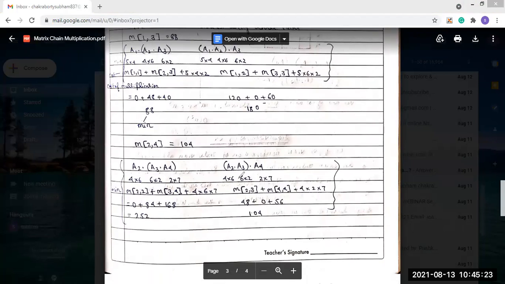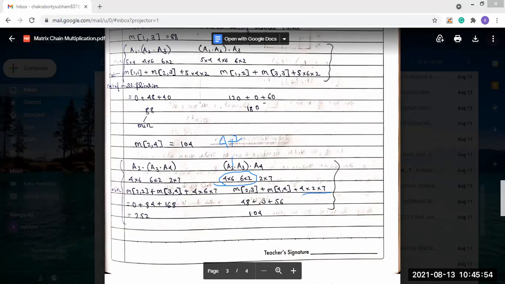Okay, so that is it. This is the value m2,3. We have said that this is m2,3 plus m4,4, and what will be the dimension here? This is the resultant. So the resultant matrix dimension will become 4 into 2, and this is 4 into 2 into 7. That's why it is 4 into 2 into 7.